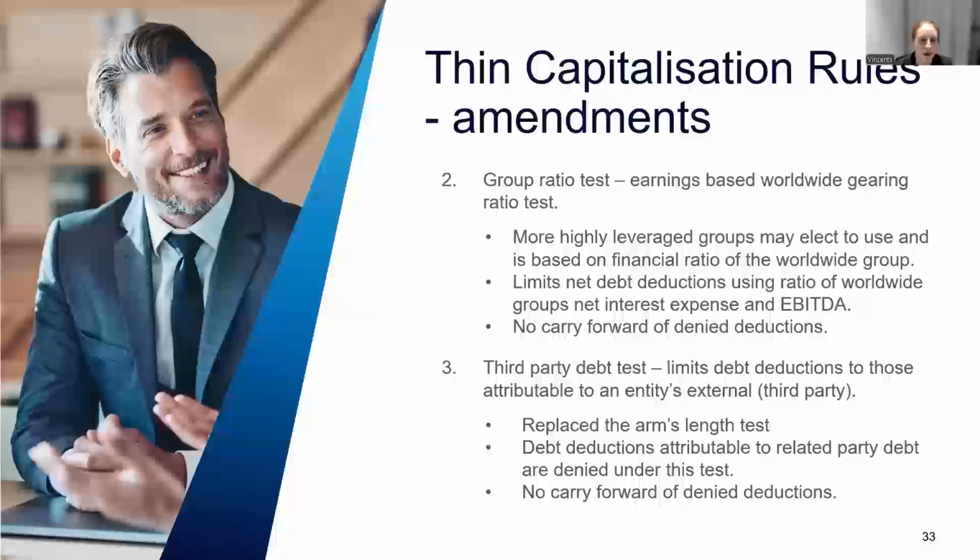And then the third test is a third-party debt test, which limits debt deductions to those attributable to an entity's external third-party debts. So this replaced what was previously known as the arm's length test, and debt deductions attributable to related party debt are denied under this test. So rather than applying a ratio, any debt deductions which relate to related parties will automatically be denied. And again, under this test, there's no carrying forward of the denied deductions.